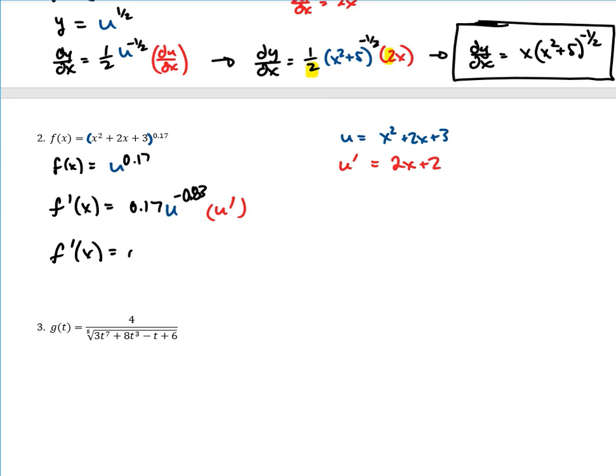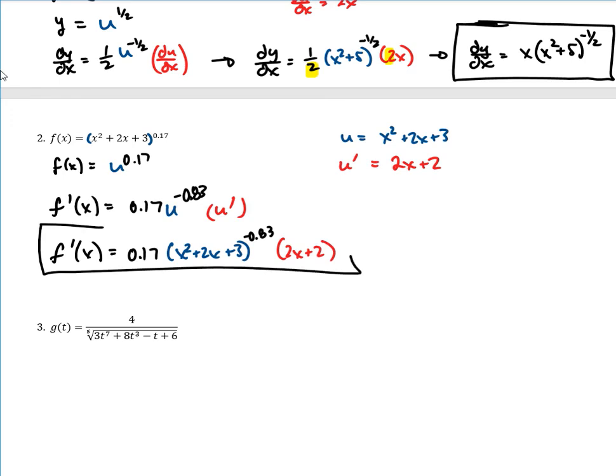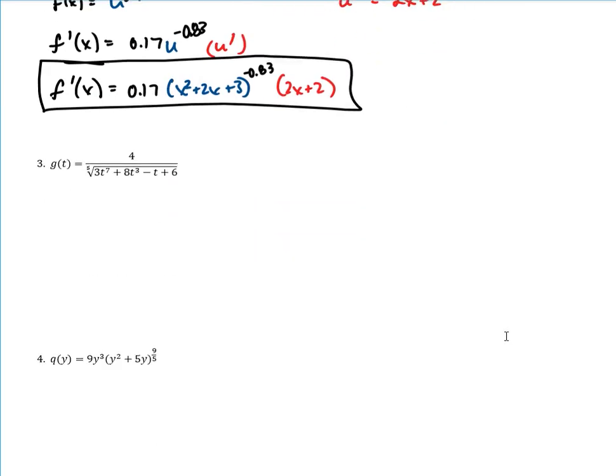So I have f prime of x is 0.17. U was the x squared plus 2x plus 3 to the negative 0.83, and then the u prime was the 2x plus 2. Okay, and on a problem like this, I think this would be okay. You could change some things around if you want, but I think that's it. That looks fine to me. Okay, so let's do a couple others.